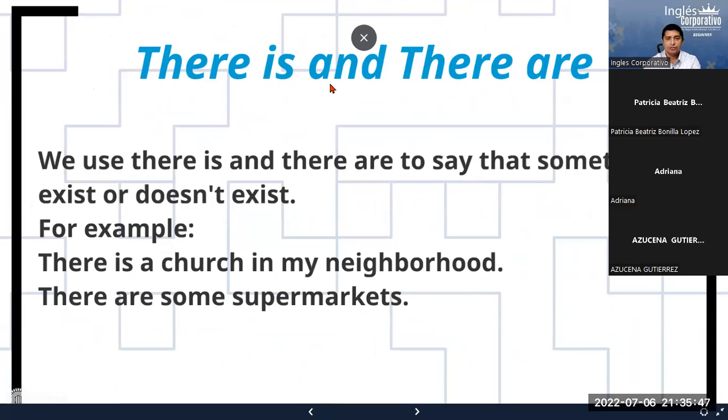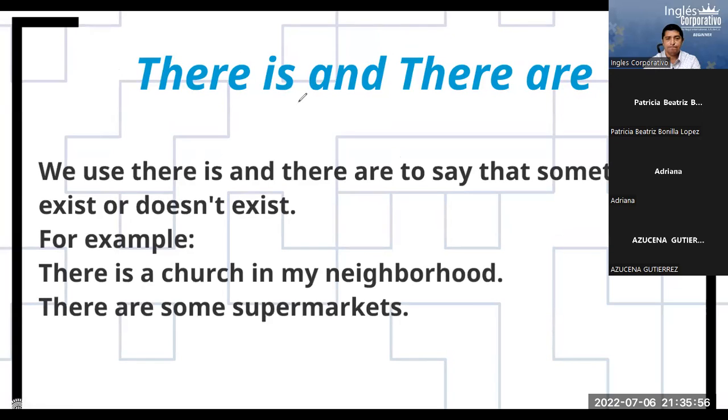Let me try to do something here. Hold on a second. Déjeme hacer algo acá. Let me draw a line. Okay, what I'm going to do. Estoy hablando de estas dos, mire. We use there is and there are. Ahí están, la idea es esa. Para decir que algo existe o que no existe.